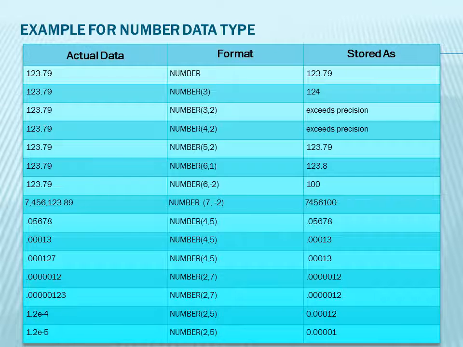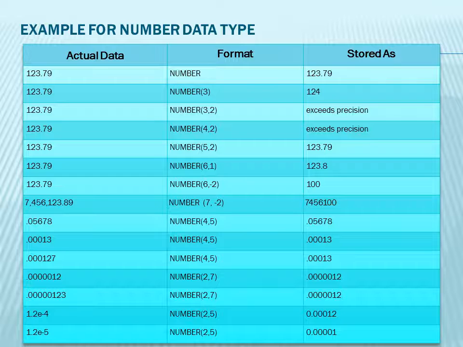It has 5 digits, that is 1, 2, 3, 7, 9. So the total digits is 5, and after the decimal point we have 2 digits. Okay. Next, let's see the next format, number of 6, 1. 6, 1 means the total number of digits is 6, and after the decimal point there must be one digit. So this data will be stored as 123.8.